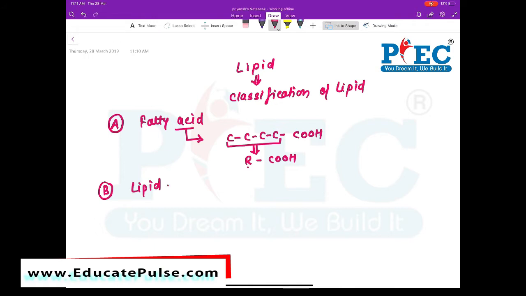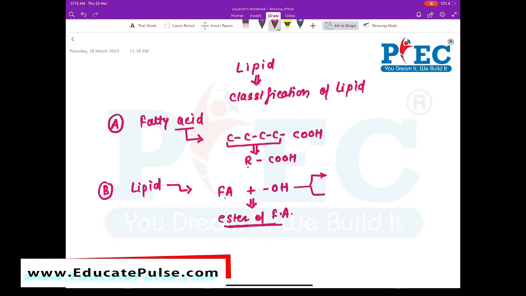Now coming to lipid. Lipid is basically fatty acid plus alcohol, or in simple words, it is an ester of fatty acid. Lipid is an ester of fatty acid. Now we are saying that to make a lipid we require fatty acid plus alcohol.